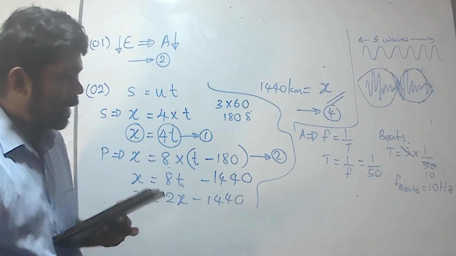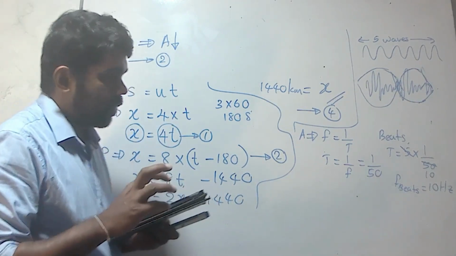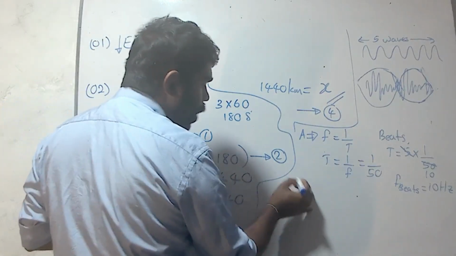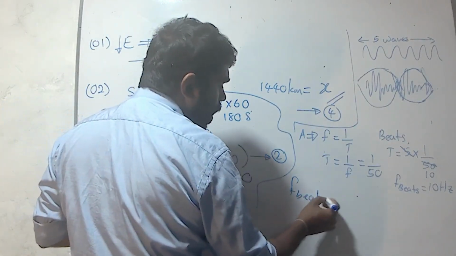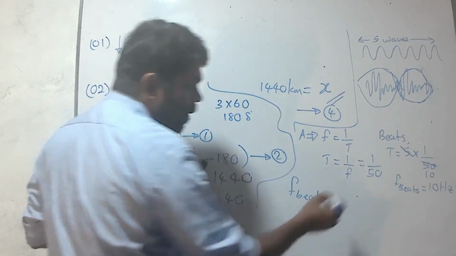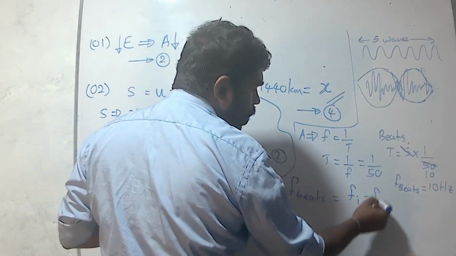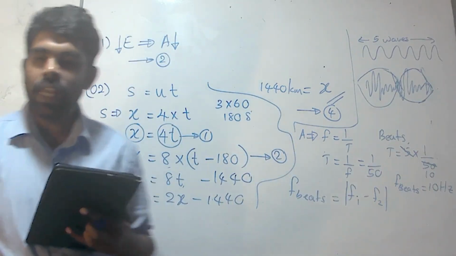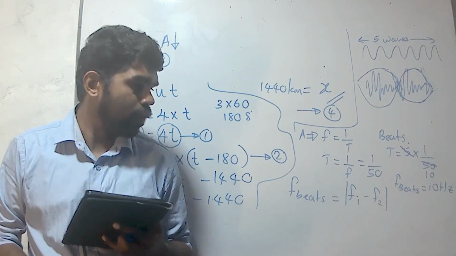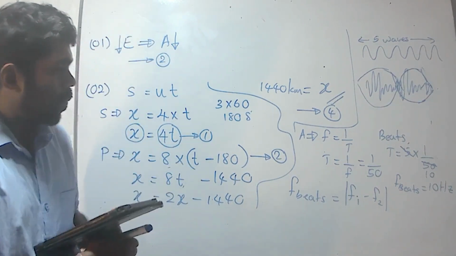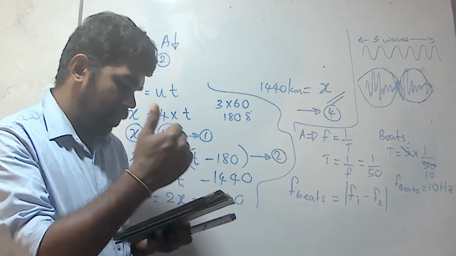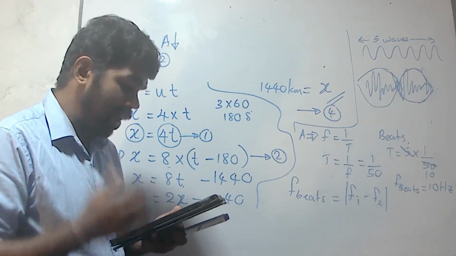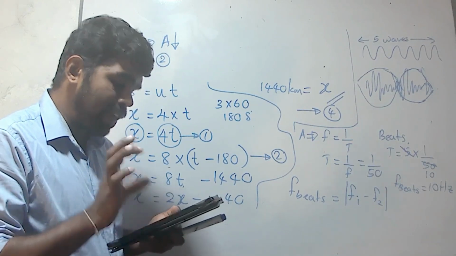Now, we know that if there are two waves in a medium, we can observe beats. The beat frequency should be equal to the difference of frequencies of the two waves. Then, for the second wave, wave B, they have given the frequency f.